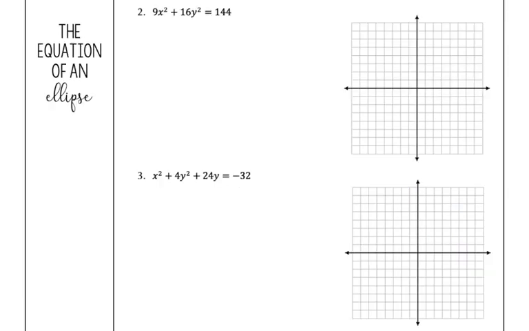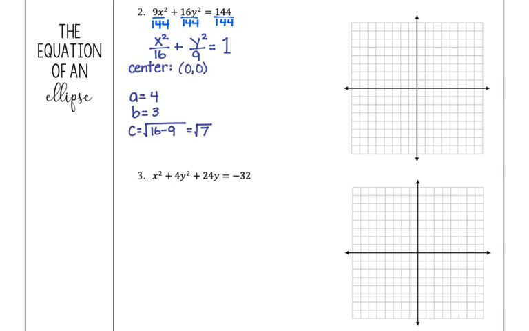Okay, problem number 2. This is not in the proper form yet. We need to divide everything by 144. When we do that, we now have it in standard form. So my center is (0, 0). My a is 4. My b is 3. My c is the square root of 7, which I know is between 2 and 3.